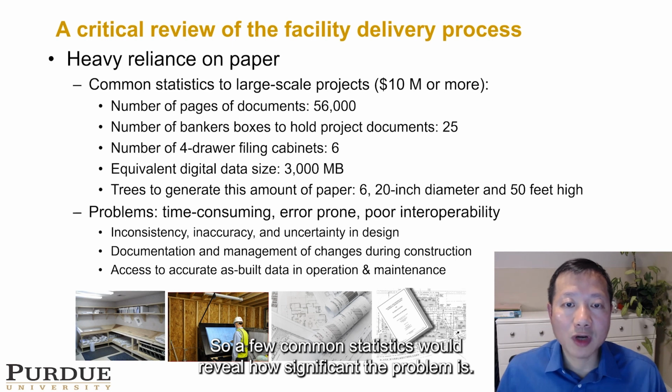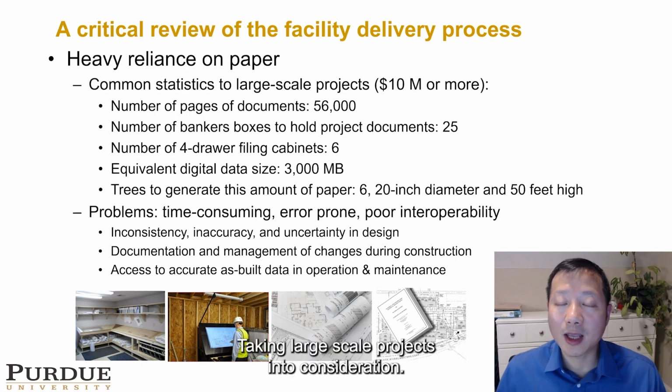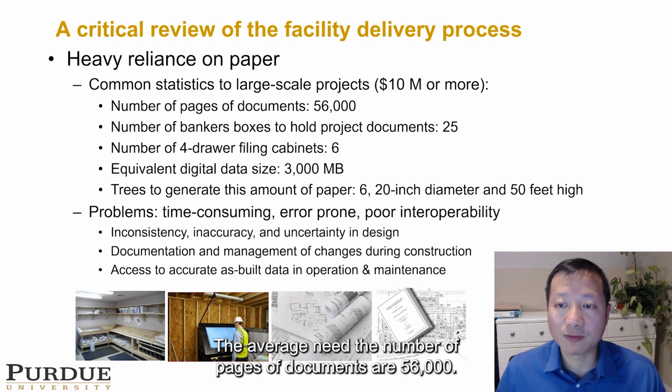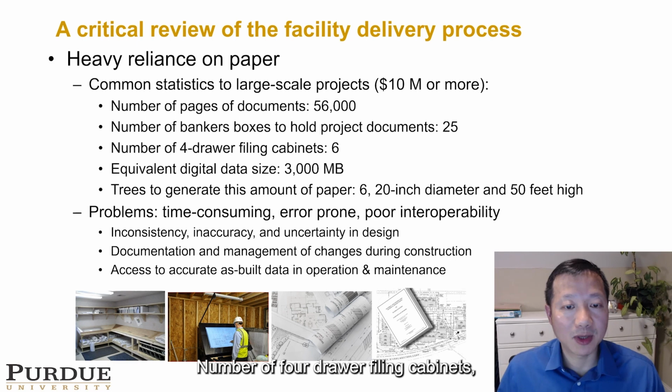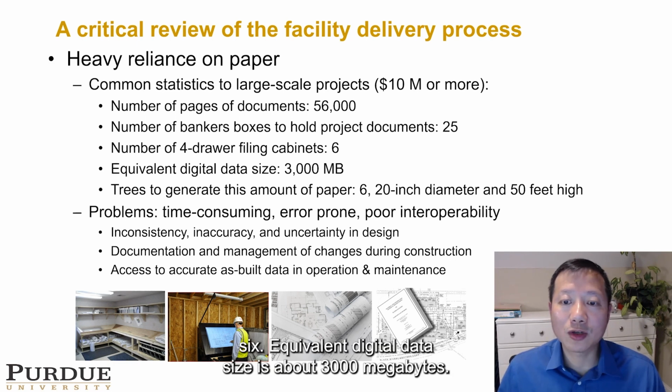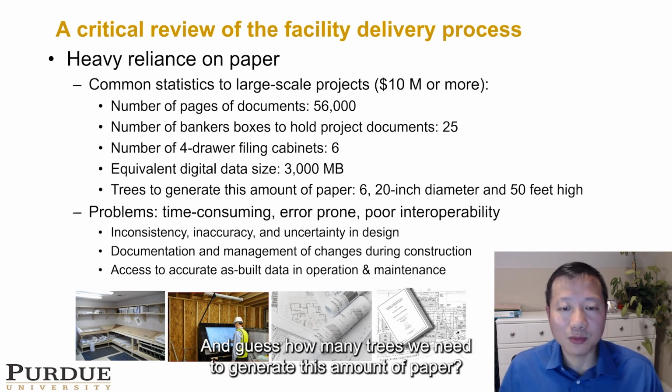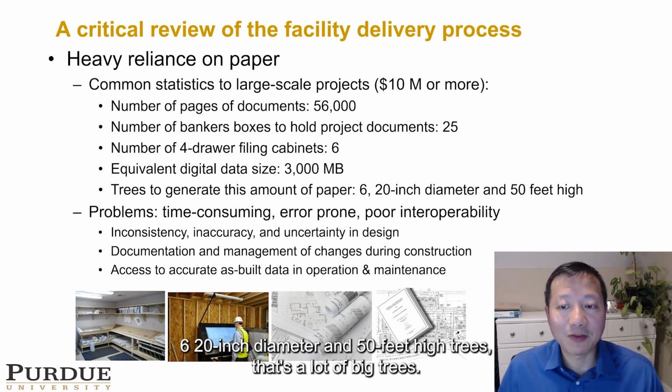A few common statistics would reveal how significant the problem is. Taking large-scale projects into consideration, on average the number of pages of documents is 56,000. Number of bank boxes to hold the project documents, 25. Number of 4-drawer filing cabinets, 6. Equivalent digital data size is about 3,000 megabytes. And guess how many trees we need to generate this amount of paper? 6 trees, 20-inch diameter and 50 feet high. That's a lot of big trees.